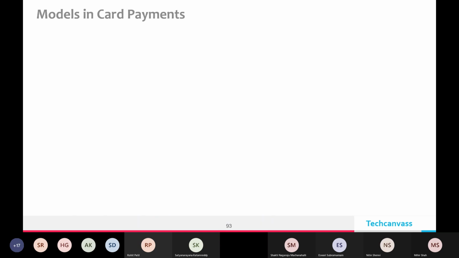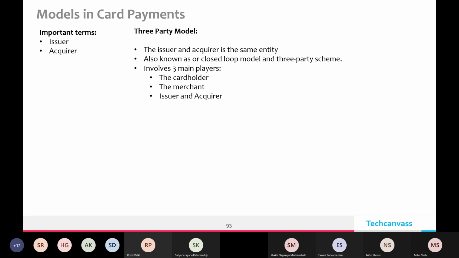Okay, now we'll come to the models in card payments. So the important terms are issuer and acquirer. The issuer is the one who issues the card, and the acquirer is the one who acquires the merchant. So now we'll talk about the three-party model. In the case of the three-party model, we already discussed that the issuing bank and acquiring bank are the same. The card holder and merchant are the other two parties.